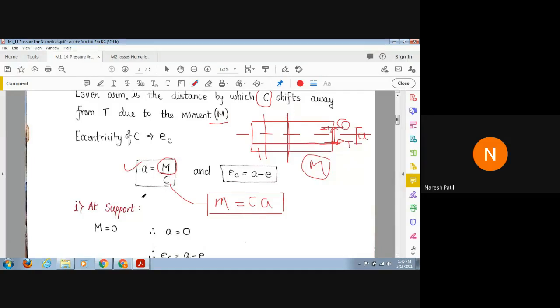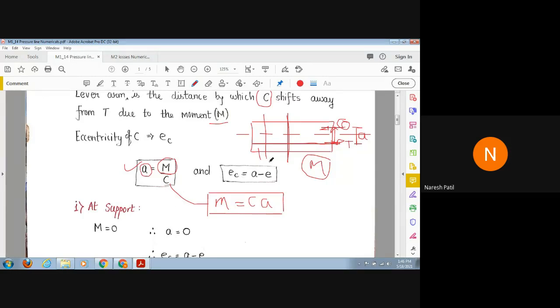The location of the pressure line, the locus of pressure line, or the locus of force C, that you have to find out, and we can get it from this. So that is the limit A, which is calculated by using M by P. And therefore, what will be EC?